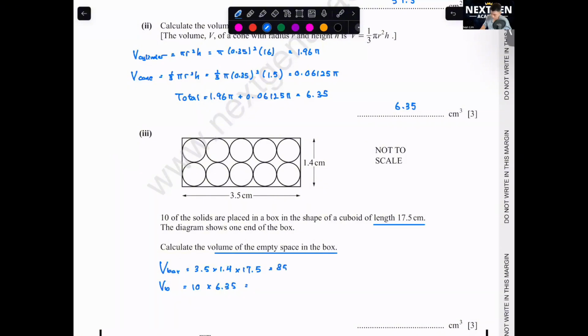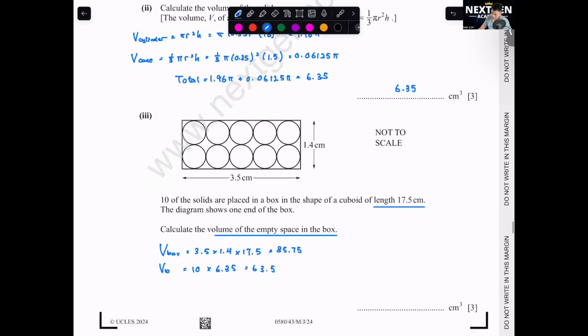Here we get 85.75. Here we get 63.5. Okay, the final volume will be 85.75 minus 63.5. We'll get 22.3.